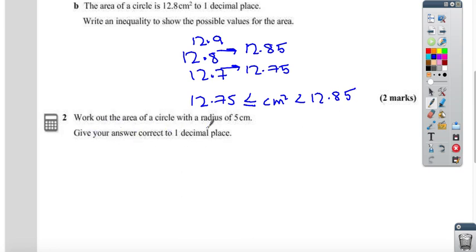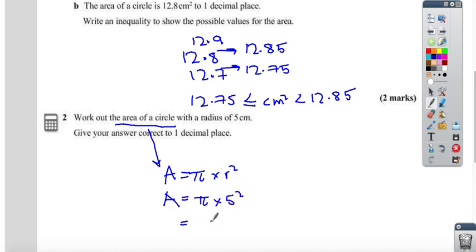Work out the area of a circle with a radius of 5. So, first of all, area of a circle, recall the formula. Area equals pi times radius squared. So your area equals pi times, and the radius was 5, so it's 5 squared. The exact answer is 25 pi. But it says here to one decimal place. If you put that on your calculator and press the S to D button, it'll turn it into a decimal for you. I haven't got a calculator with me, but I think it's 78.5.